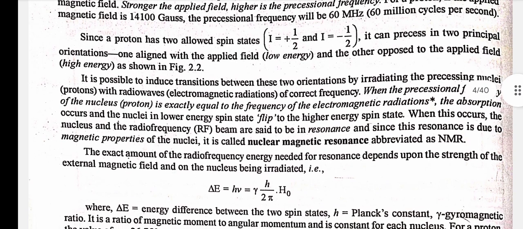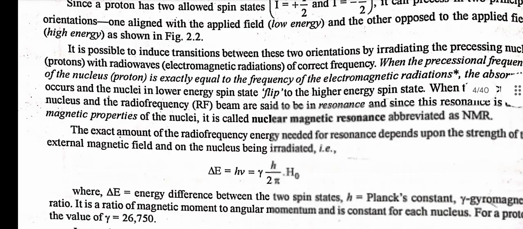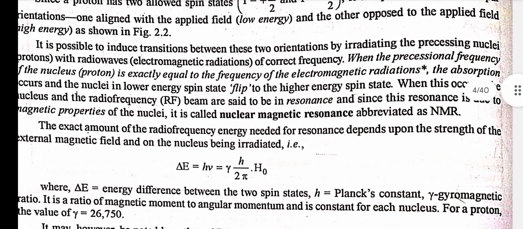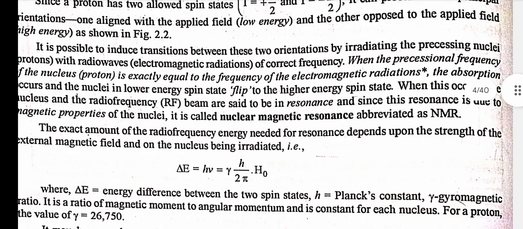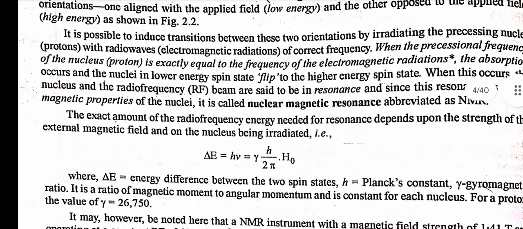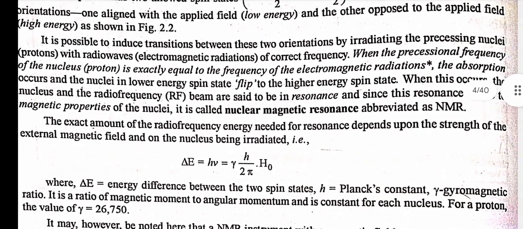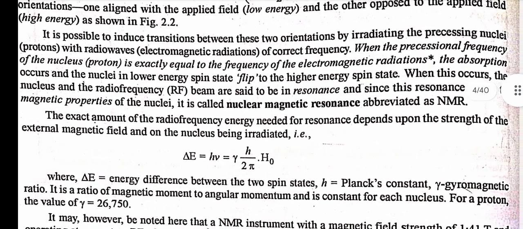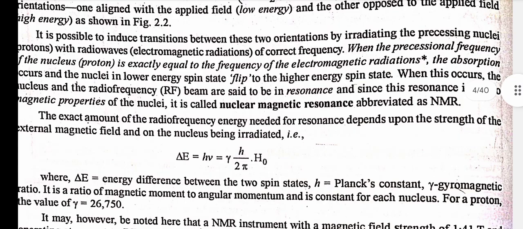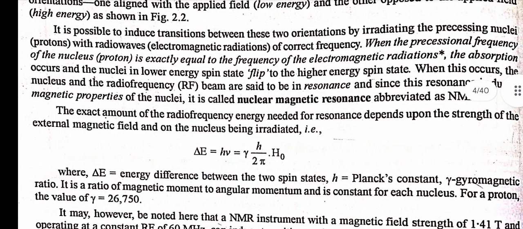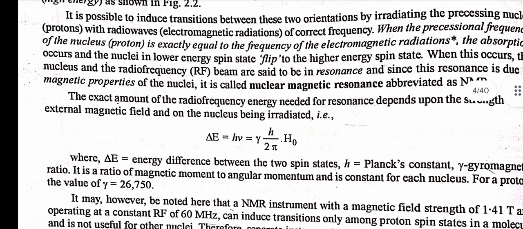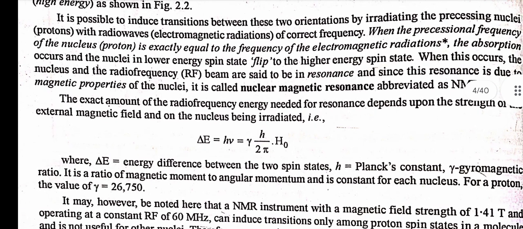It is possible to induce transitions between these two orientations by irradiating the precessing nuclei with radio waves of a correct frequency. When the precessional frequency of the nuclei is exactly equal to the frequency of the electromagnetic radiation, absorption occurs and the nuclei in the lower energy spin state flip to the higher energy spin state. When this occurs, the nucleus and the radio frequency beam are said to be in resonance, and since the resonance is due to magnetic properties of the nuclei, it is called nuclear magnetic resonance, abbreviated as NMR.